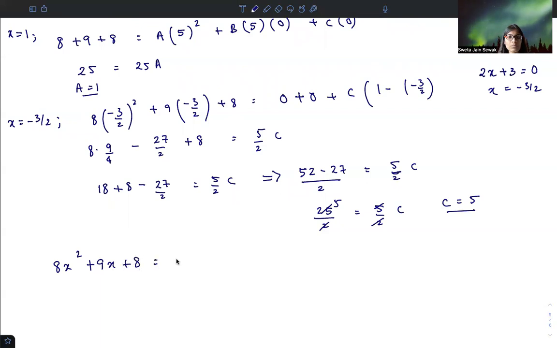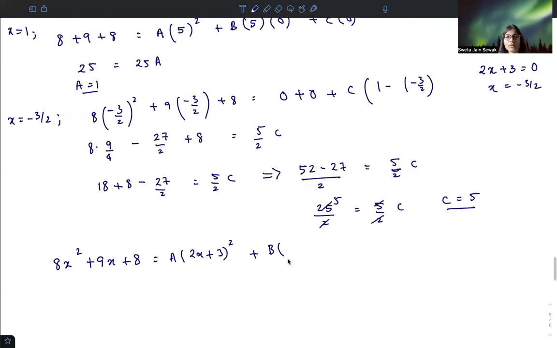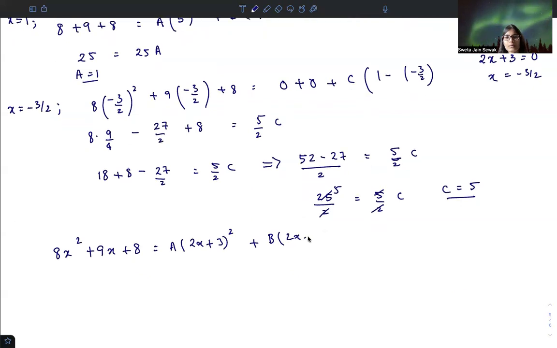So start from this point on: 8x squared plus 9x plus 8 is equal to A multiplied with 2x plus 3 squared plus B multiplied with 2x plus 3 times 1 minus x, plus C, and we know the value of C and A, times 1 minus x. And let's put x is equal to 0 here. Our goal now is to find the value of B because we already found the value of A and C.